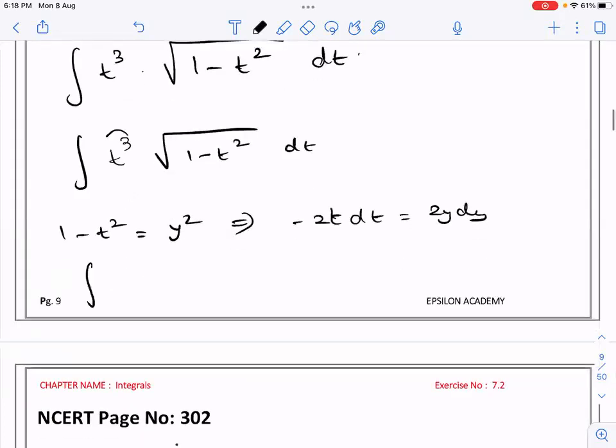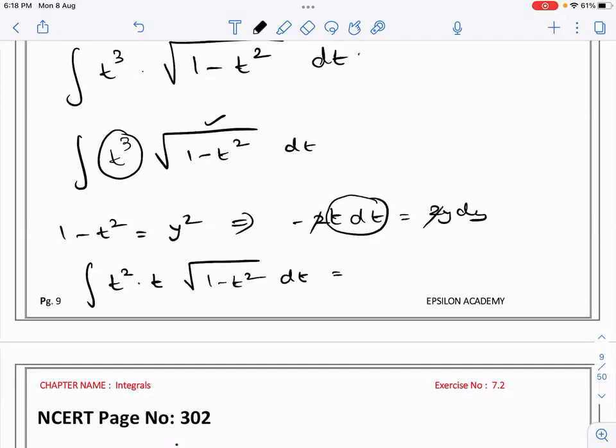So integral of t cube, what can I do? T cube, I can write as t square into t into root of 1 minus t square. As of now, I'm leaving it as it is, times dt. Now observe, what is t dt? Concentrate. So t dt is minus y dy.